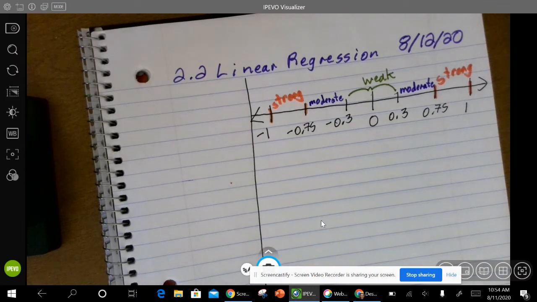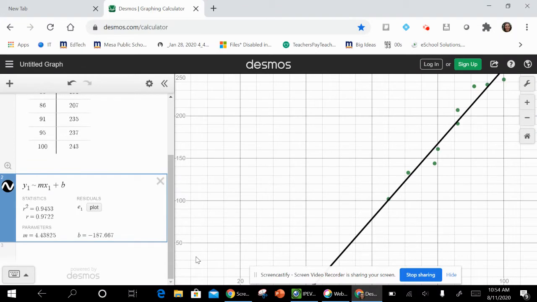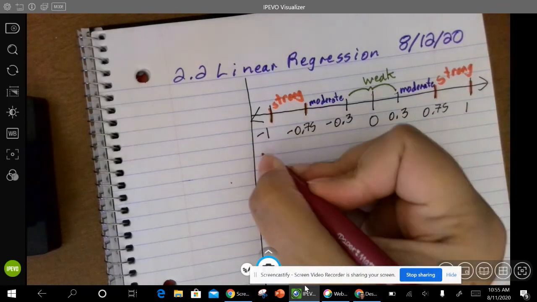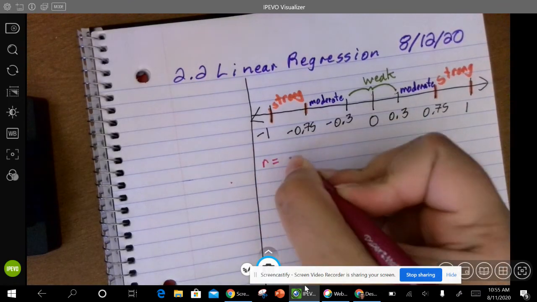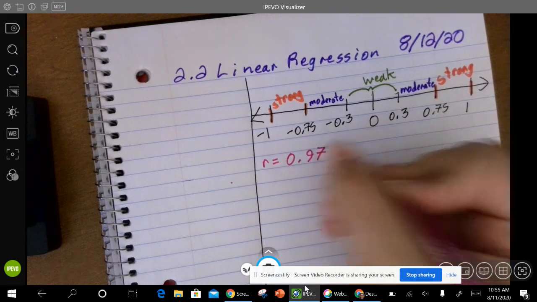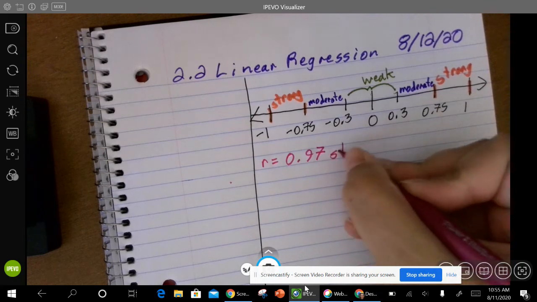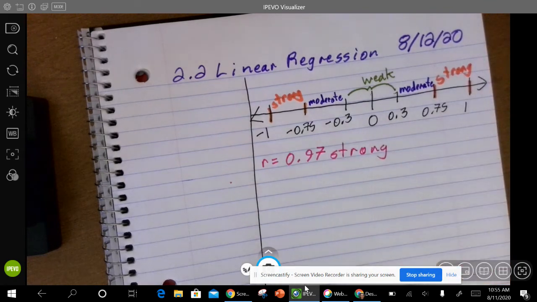So if we go back to our decimals one, you see we put in our values for Sophia's concession stand. Her R value is 0.9722. If I write that down, we're just going to use 2 decimal places, everybody. So that would be, you'll see, over here under strong. So that would fall under a strong value.